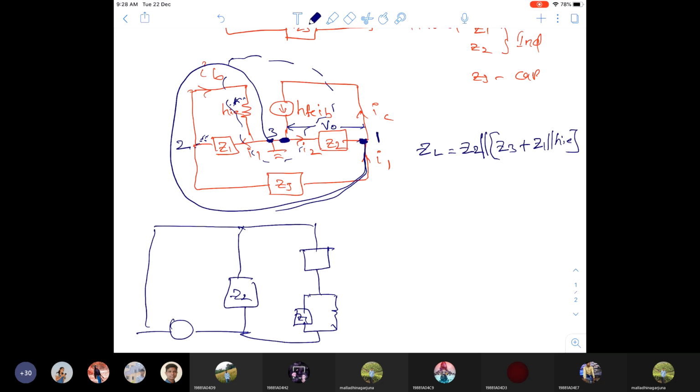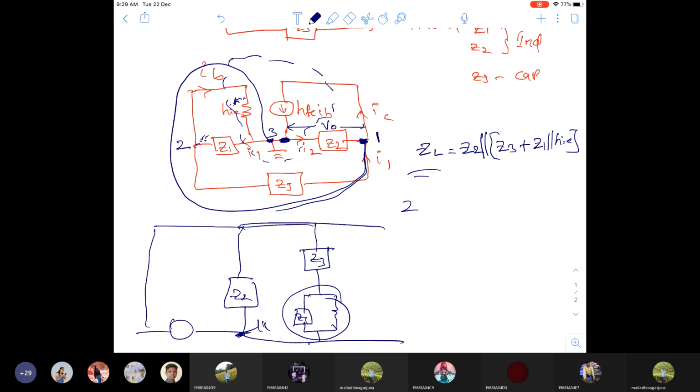So this is the simplified circuit. I'm just redrawing the circuit here like this. This is connected to the ground. So now see, this is Z3. So what is the load? Z2 parallel to Z3 plus this parallel combination. That's what I wrote here. So now let us simplify this ZL. If we simplify, what will we get?